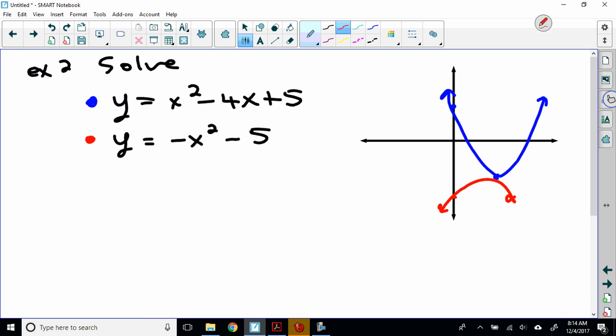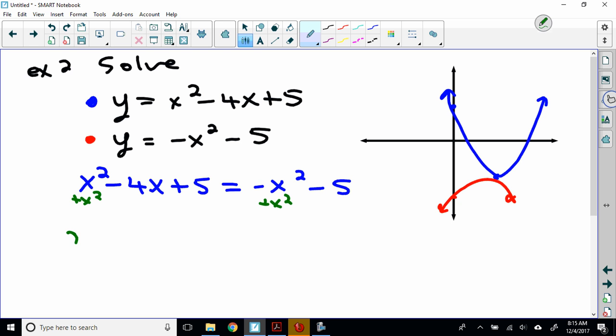So how are we going to find out? We could put it on the calculator and graph, but suppose we don't have one. We're going to try some algebra. So what are we going to set equal to what? X squared minus 4x plus 5 equals negative x squared minus 5. Good. Then we'll combine like terms, so we add x squared to both sides. We get 2x squared minus 4x, and then we add 5 to both sides. So plus 10 equals 0.